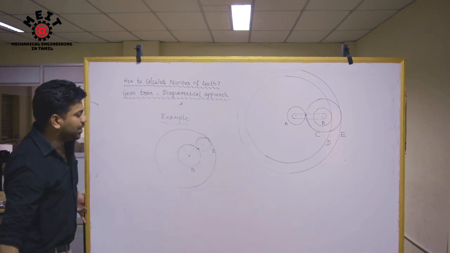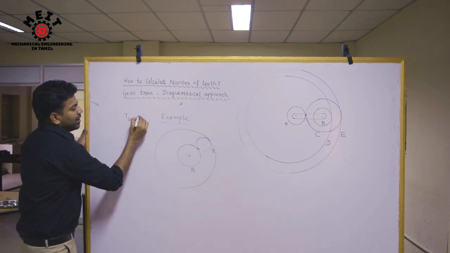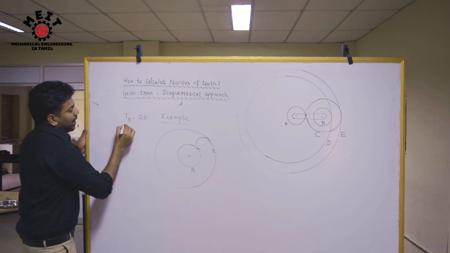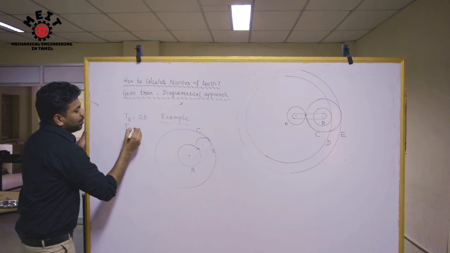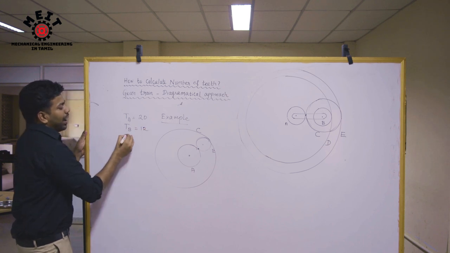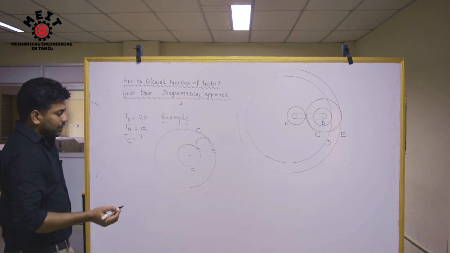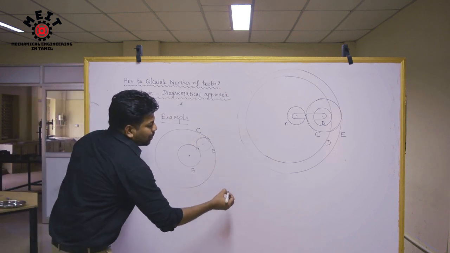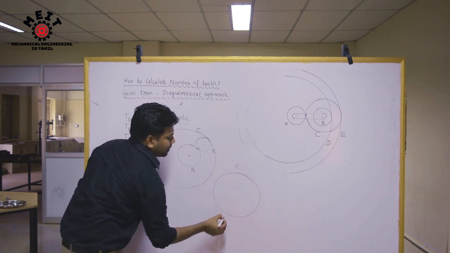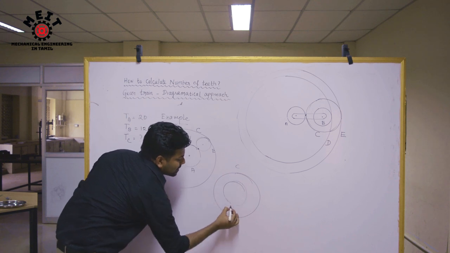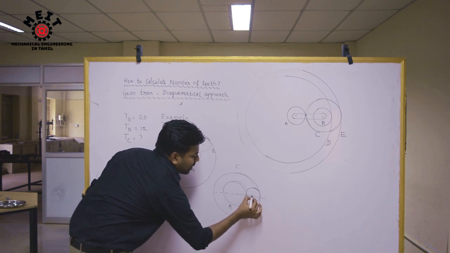So now come to the example problem. Here let me take the number of teeth of gear A as 20, and C is the outer gear. The number of teeth of B is equal to 12, and the number of teeth of C is what we have to find. Let me redraw again. There is the gear C, a center sun gear A, and a planet gear B.